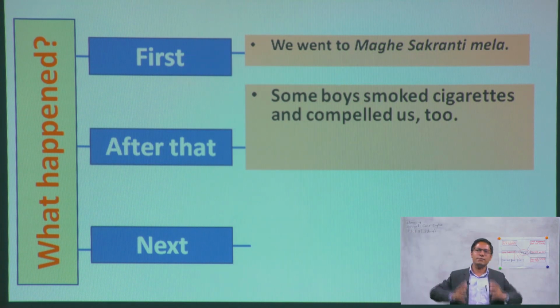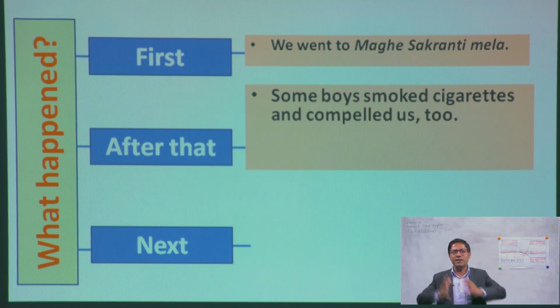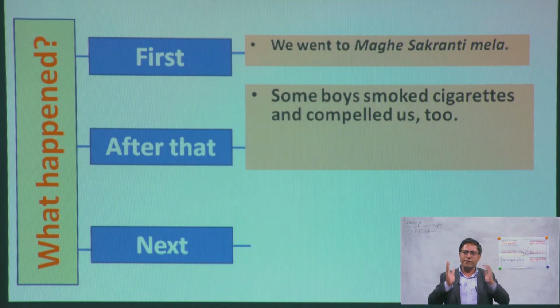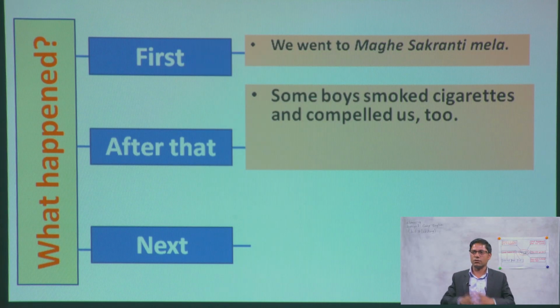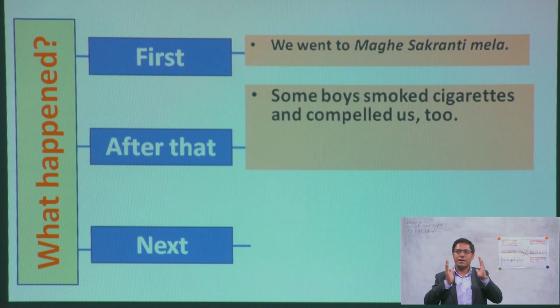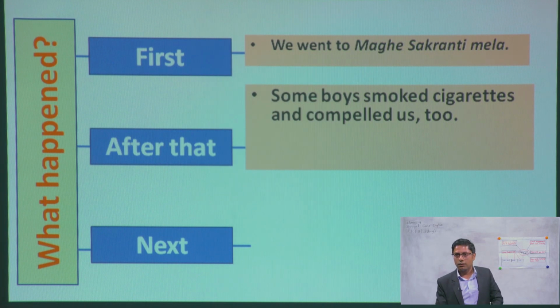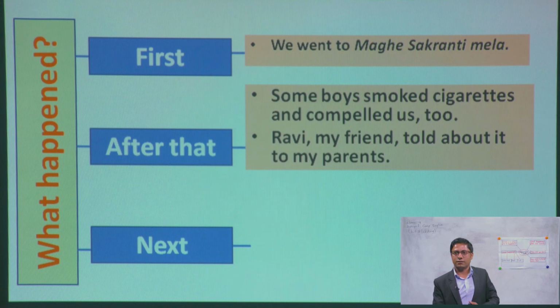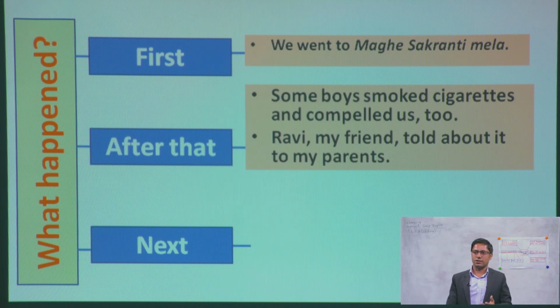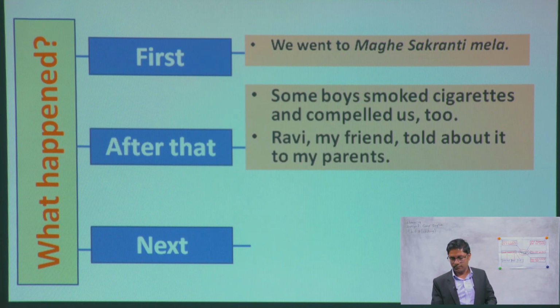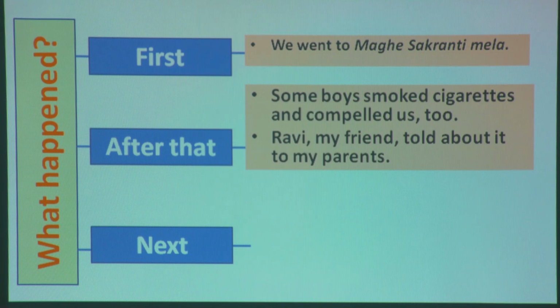You might think of other events. It's not necessary that you have to follow a similar event. You can recall what happened in your life. So do not worry that the event that happened in my life does not match with the one presented here. What can next be? Ravi, my friend, told about it to my parents. Then, what might have happened next? Can you guess? Okay, think it. And see there what happened next.